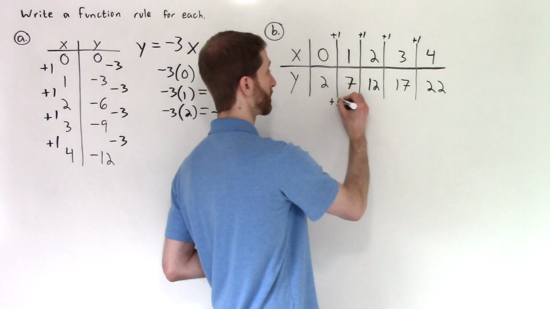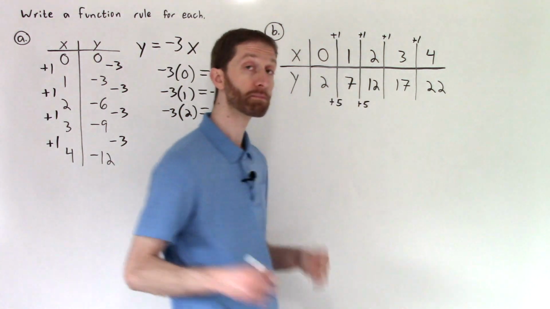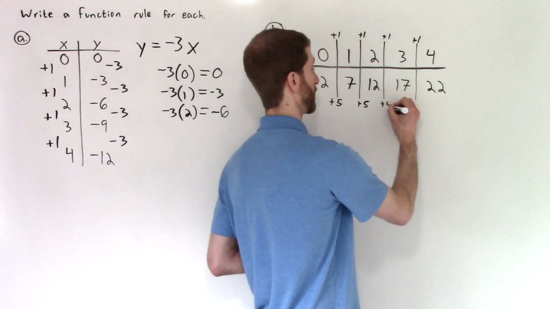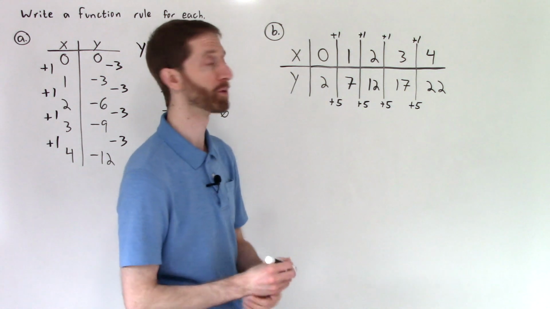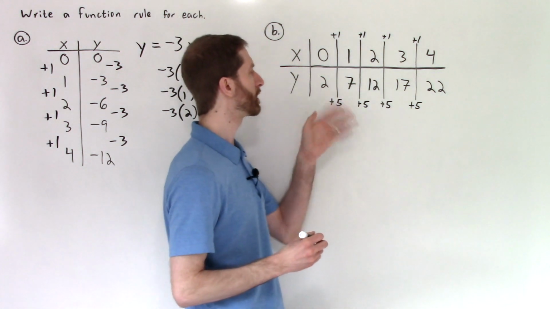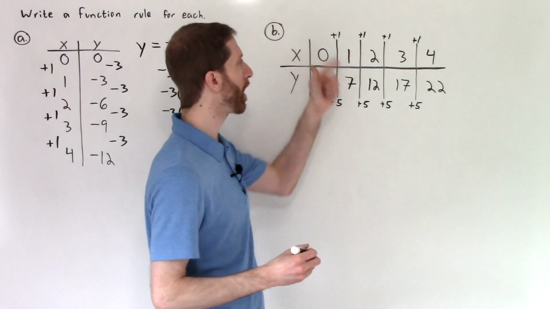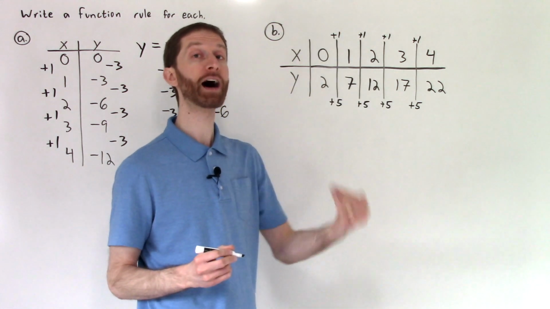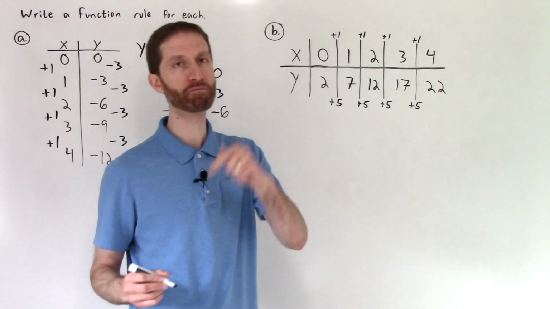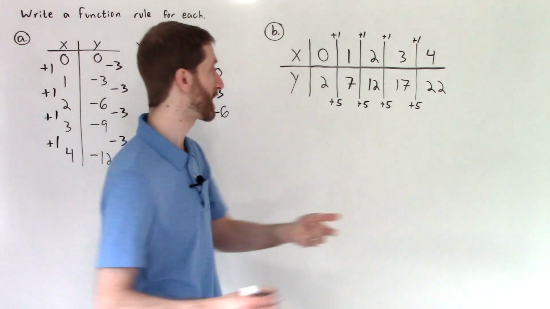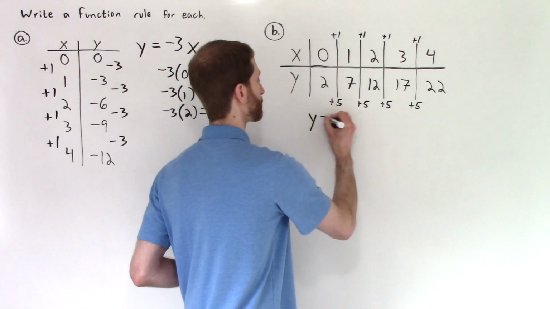2 to 7 is +5. 7 to 12 is +5. 12 to 17, +5. 17 to 22, +5. If we look at this, it appears that for every 1 additional X value, we go up by 5 per 1 X. Oh, so Y is 5 per X, or 5 times X. So we start out with that.